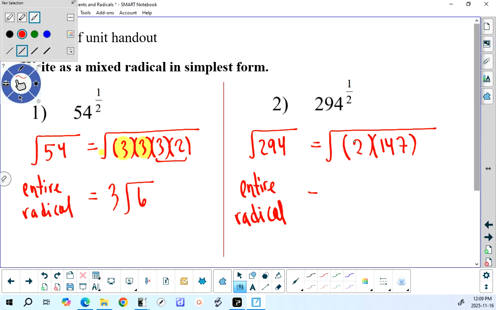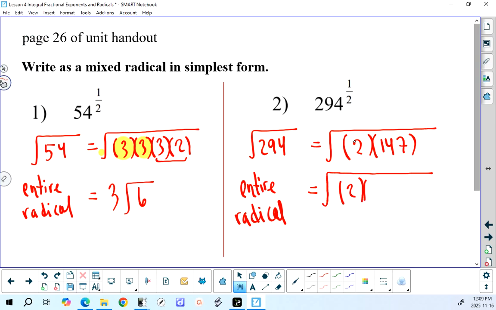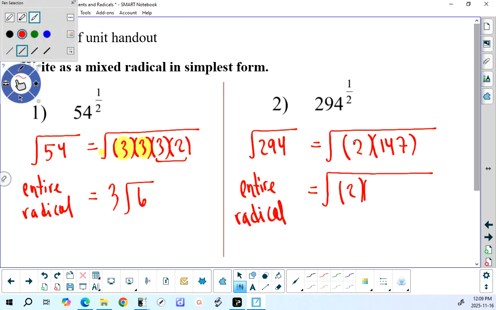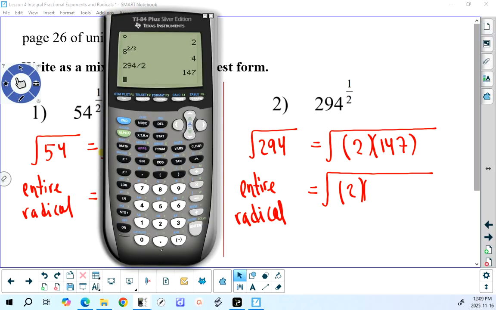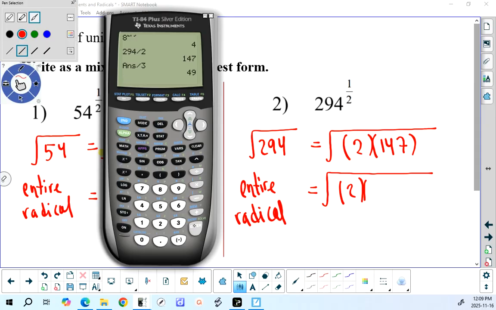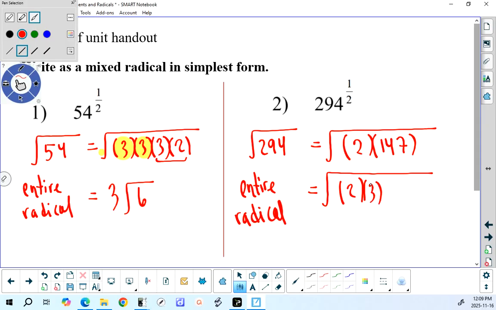147 is an odd number, so it is not divisible by 2. What I have taught some of you, if you are not very good with your multiplication tables, and admittedly 147 is not a product I would expect everybody to know, is since you know it's not divisible by 2, try dividing it by 3 and see where that takes you. So 147 divided by 3 gives you 49. Okay, so I can put a 3 times a 49.